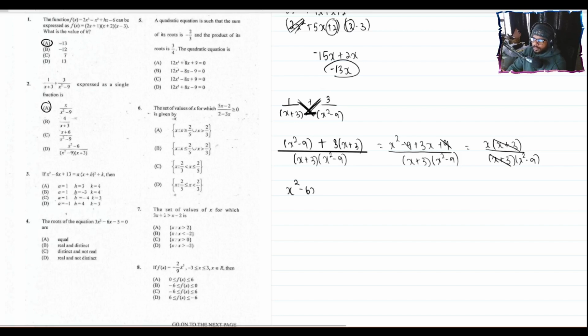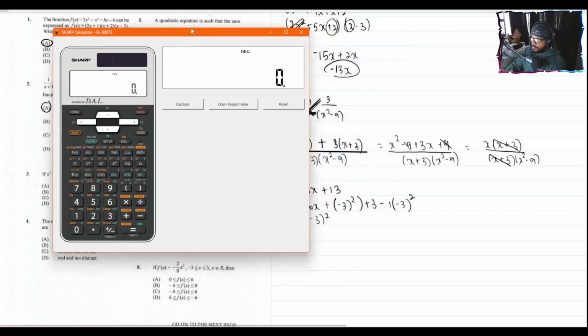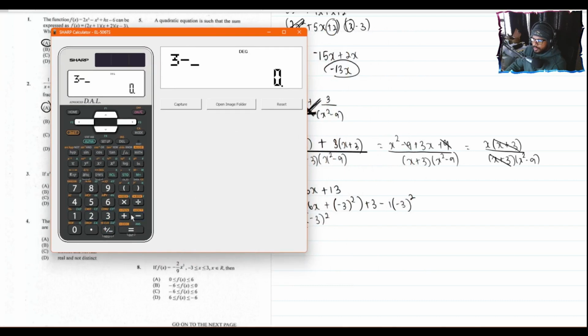x squared minus 6x plus 13. I'll have x squared minus 6x in the brackets, and I'll add half the coefficient of x, which will be minus 3, to be squared, plus 13, take away 1 into minus 3 squared, because I added this inside. x minus 3 squared, 13 minus 1 into minus 3 squared. I could jump on my calculator.